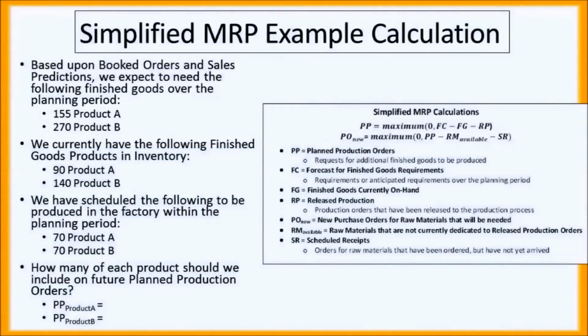Now we'll do a couple of simplified MRP calculations. The formulas will be given to you. Here is the screenshot of the formulas that will be given to you on the exam. It'll look very similar to this, where you will be given a problem statement and the formula will show up right next to the problem. In this case, we are calculating how many of each product that we should include on future planned production orders. So how many more products we should plan to produce. Why don't you pause the video and see if you can calculate these using the formulas that you see here.